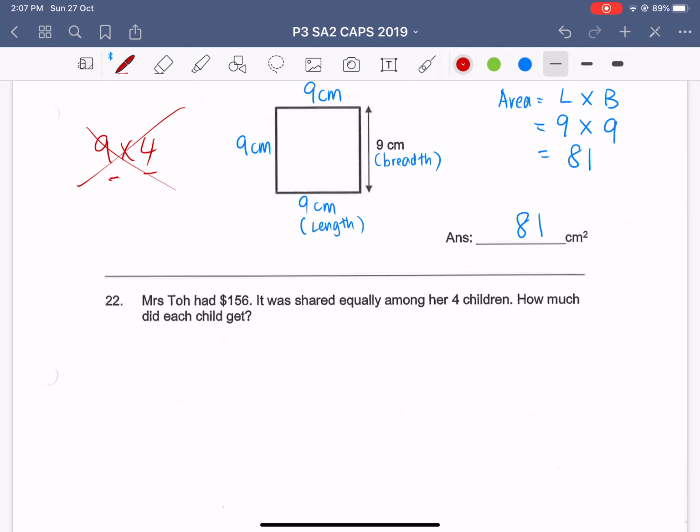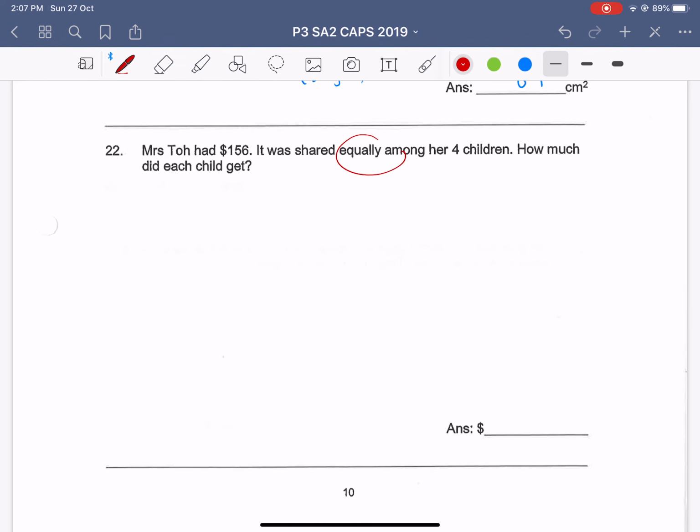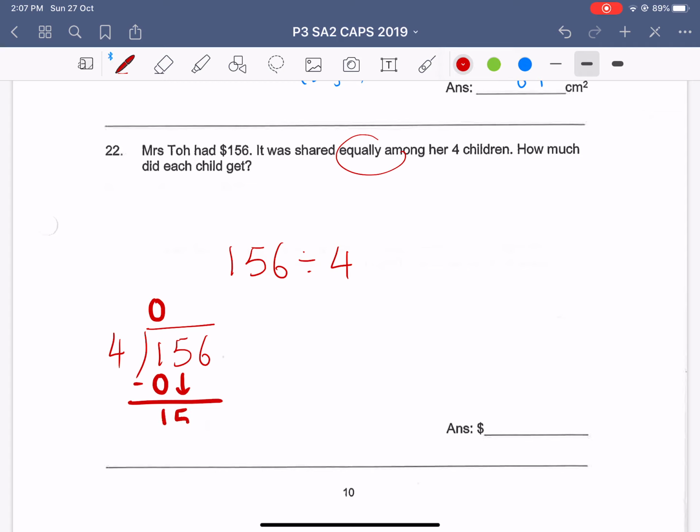Okay, now Mrs. Toh had $156. It was shared equally with all the 4 children. So 156 is going to be shared with 4 children. We are going to find out how much each child gets. So it's a division problem. We have a 0 here, so it gives us a 0. We bring down a 5, we get 3, so that's a 12. Let's bring down a 6, and we get 9, with a remainder of 0. So each child gets 39.